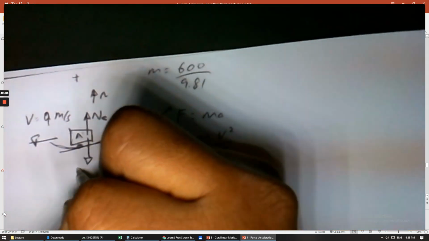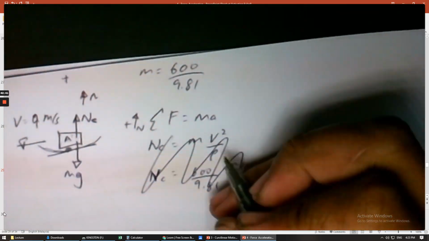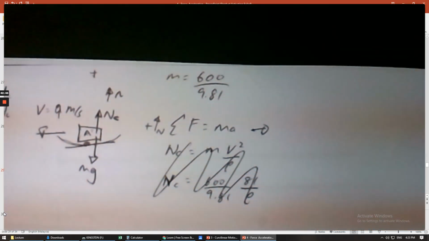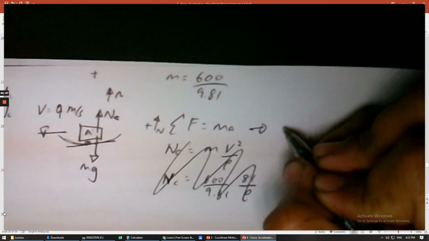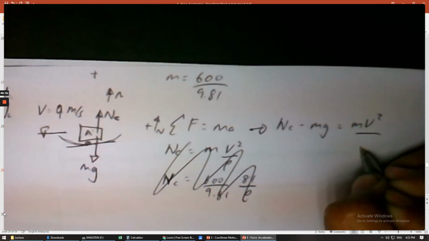Oh, equal divided, I forgot about the mg though. Okay, let's do that again. Always list all the external forces here. Okay, Nc minus mg equals mv squared divided by rho.